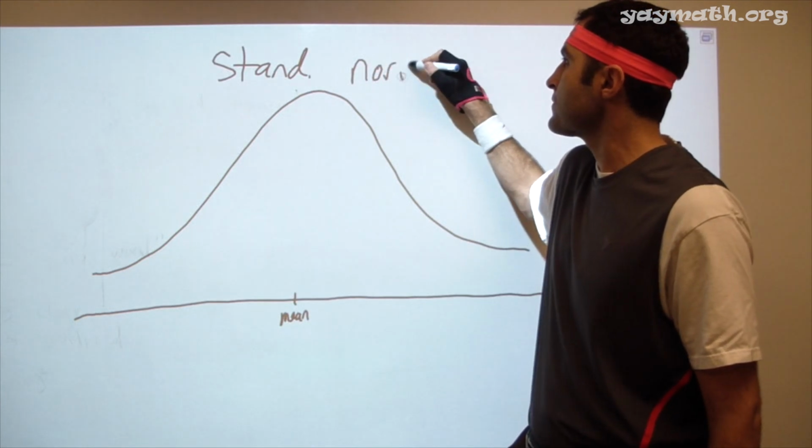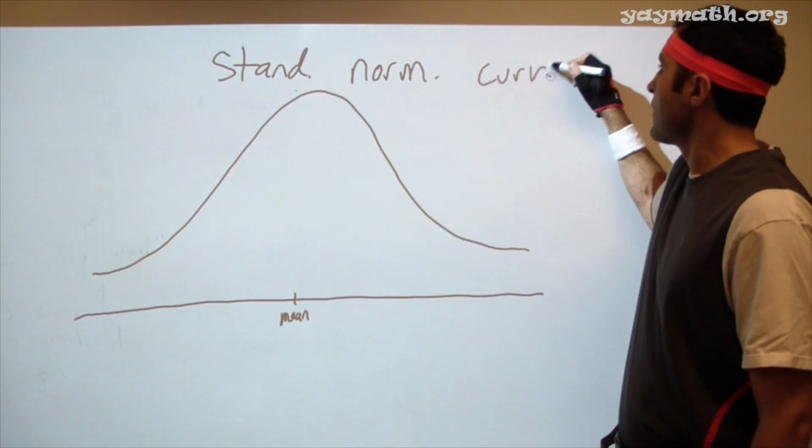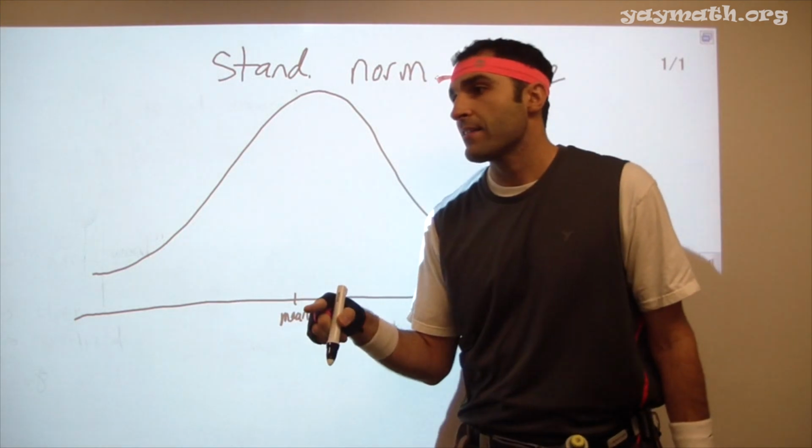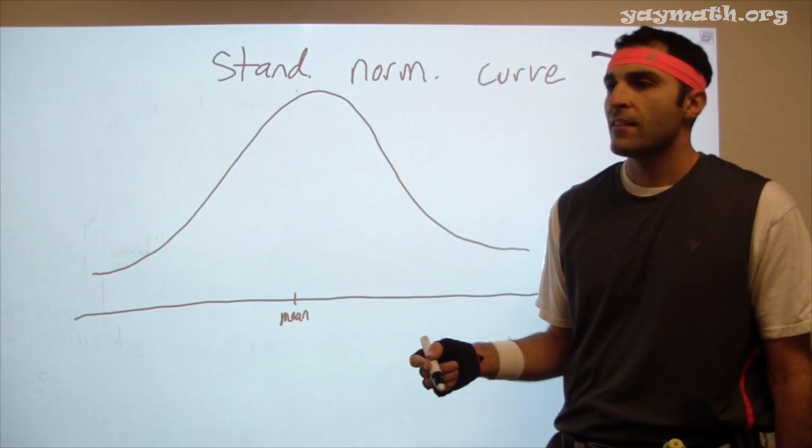normal curve, Cornelius, that, actually, Betty rocks. Dawn, hey.